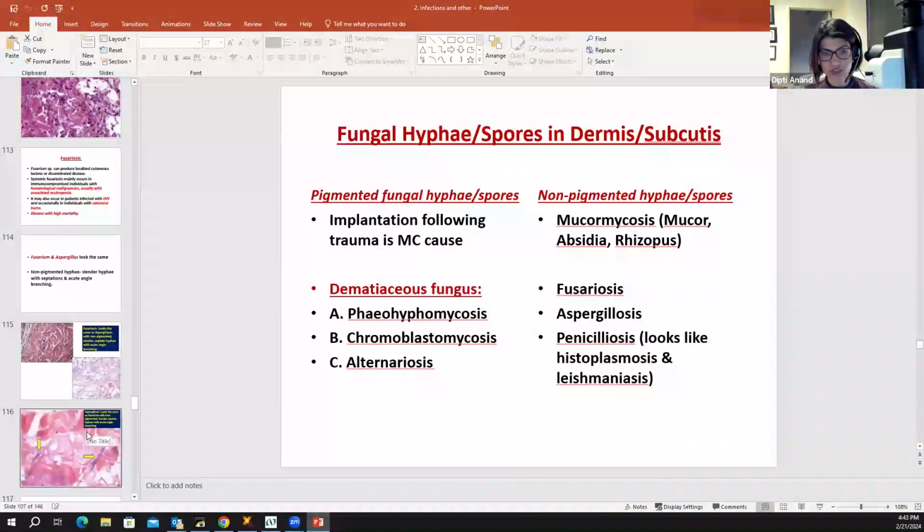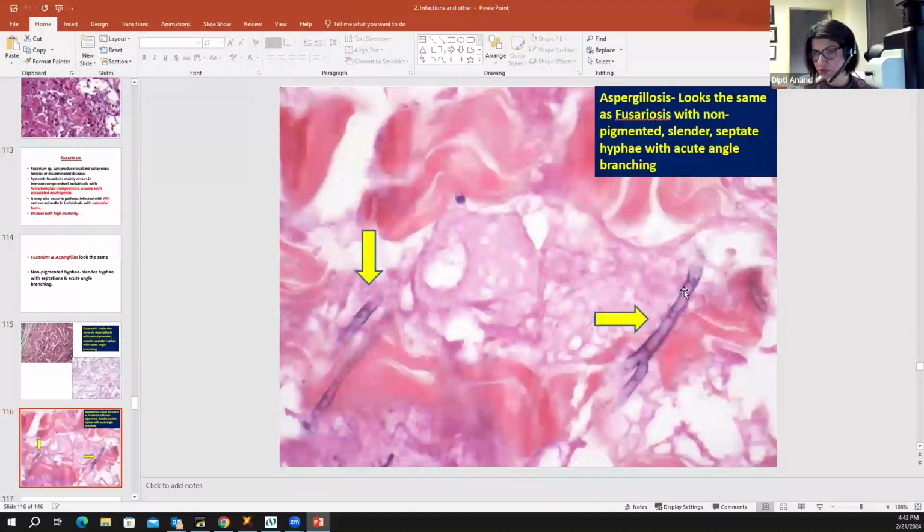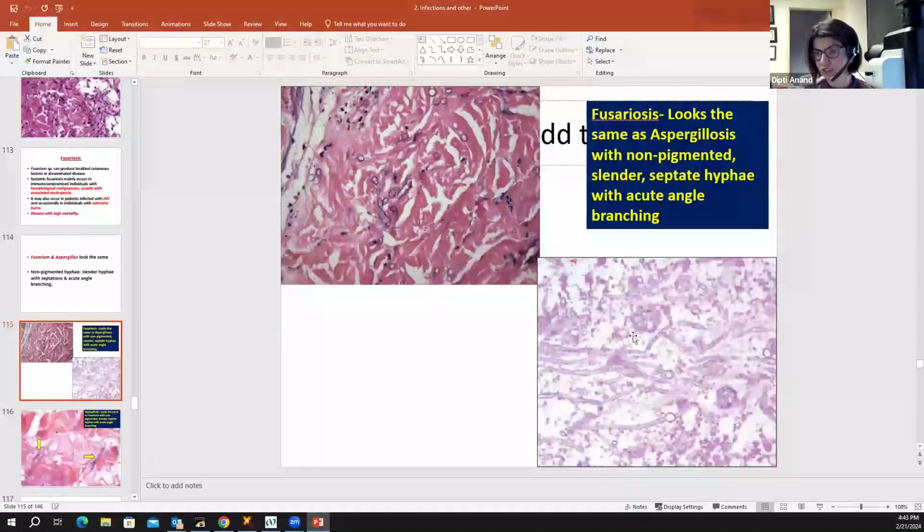So aspergillus and fusariosis will produce slender hyphae, which are not pigmented, which are septate, and they have an acute angle branching. So that's aspergillus, and this is fusariosis. You can see the slender septate hyphae with an acute angle branching. So that's fusariosis.